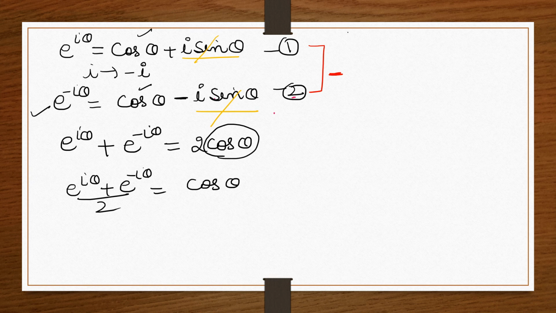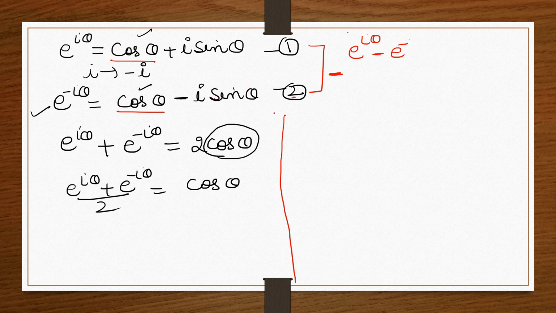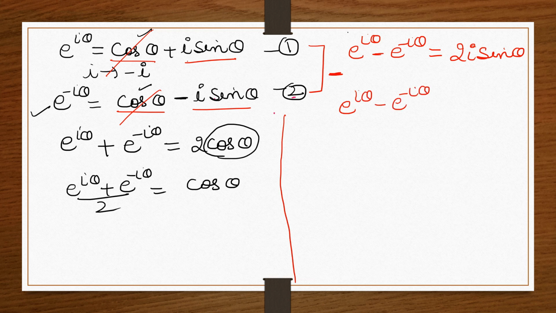If I subtract, then the cos part will be cancelled. So what do you get? e power iota theta minus e power minus iota theta equals, the cos cancels, and here you'll get iota sin theta plus iota sin theta, that will be 2 iota sin theta, right? Now what is the value of sin theta then? Just take this 2 iota to the other side. So this is the value of sin theta.